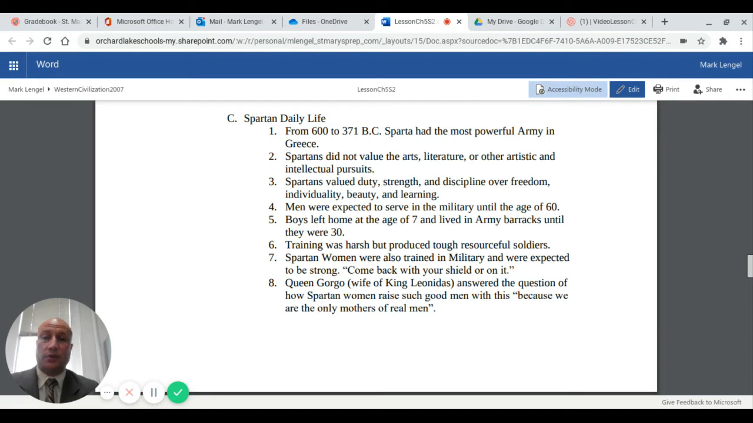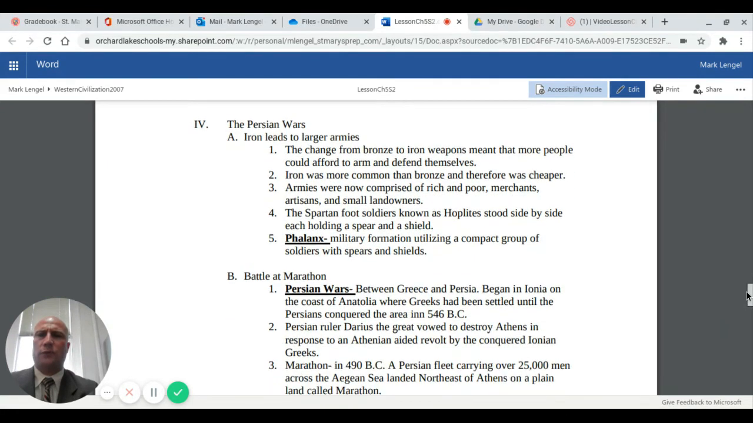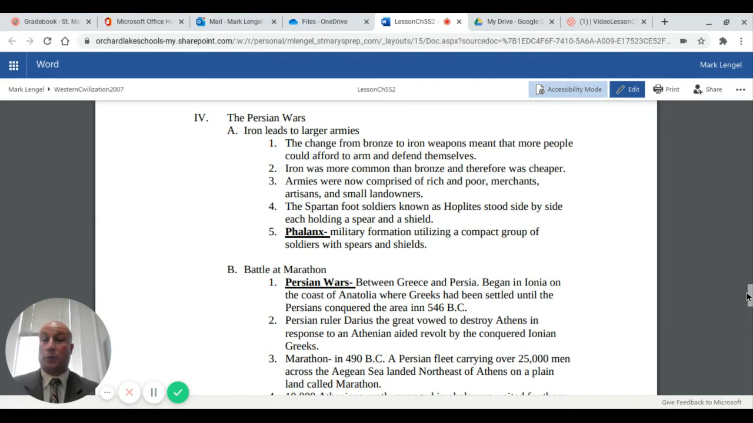Training was pretty harsh, but it did produce tough, resourceful soldiers. Spartan women were also trained in military and were expected to be pretty strong and tough. Roman numeral 4 talks briefly about the Persian Wars.